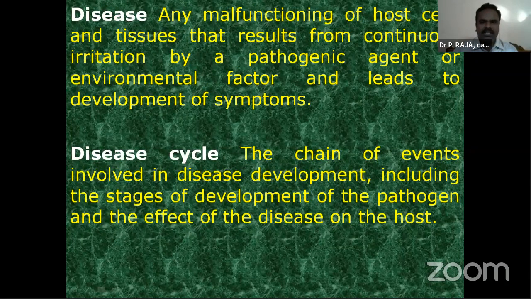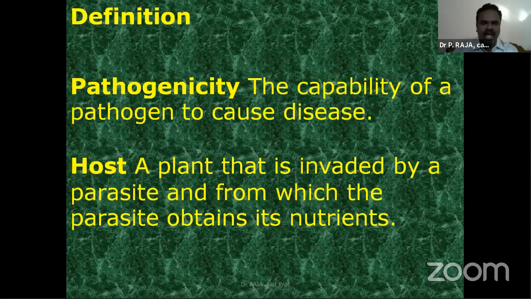And disease is any malfunctioning of host cells and tissues that results from continuous irritation by the pathogenic agent or environmental factor. Here comes the environmental factor, that is the abiotic factor, and it leads to development of symptoms. The disease cycle is the chain of events involved in the disease development, including the stages of development of the pathogen and the effect of the disease on the host. Pathogenesis is the capability of the pathogen to cause the disease. Some pathogens are more virulent and can cause the disease, which we call pathogenicity. And the host is the plant that is invaded by the parasite and from which the parasite obtains its nutrients.